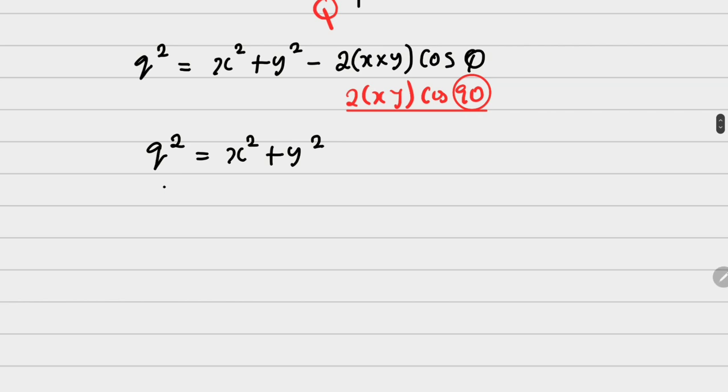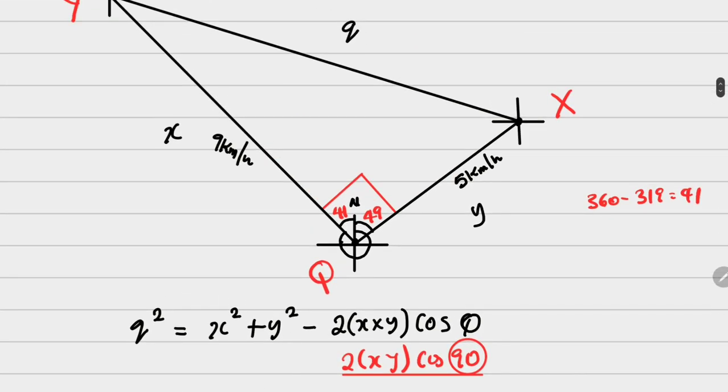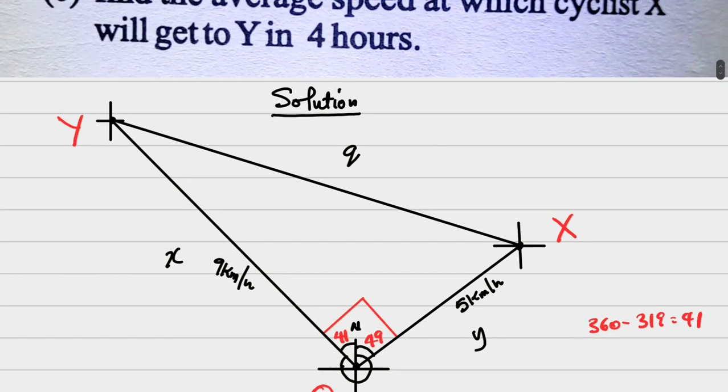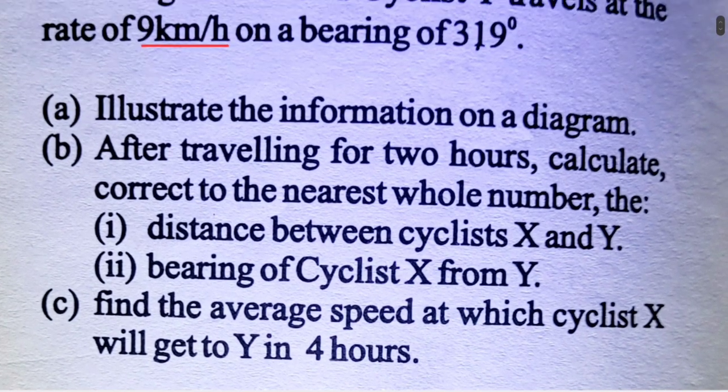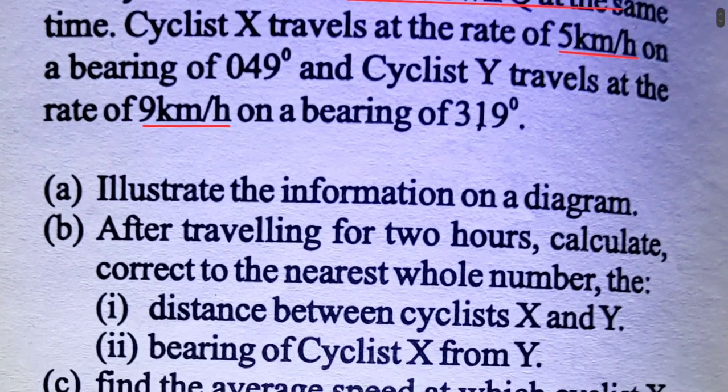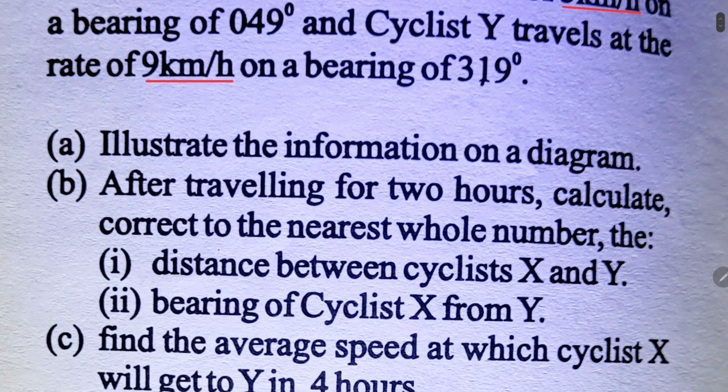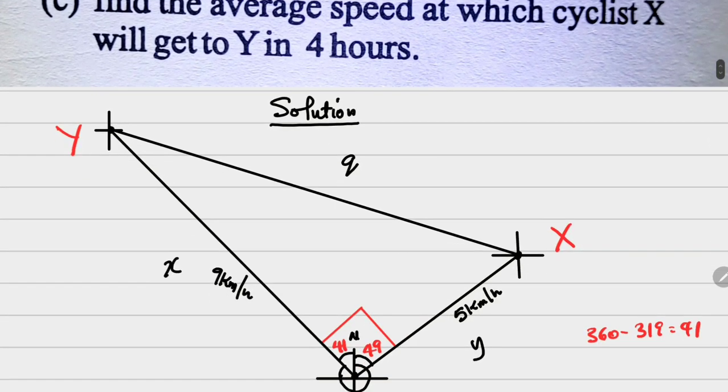Good. So now I have q squared equals, but I need to know something. You see, these are speeds. We can actually use our speeds to find our distances. Now remember, the question says we should calculate after 2 hours. Good. This is what I'm looking for. After 2 hours. So come down.